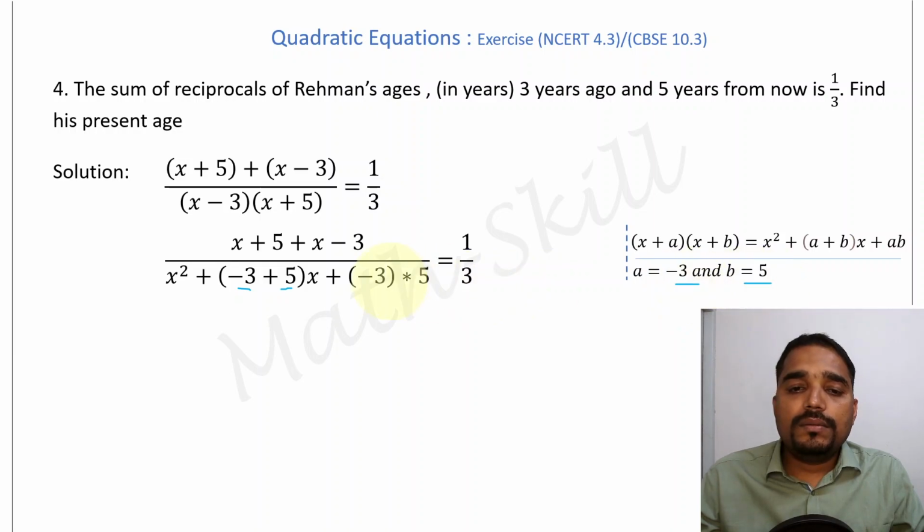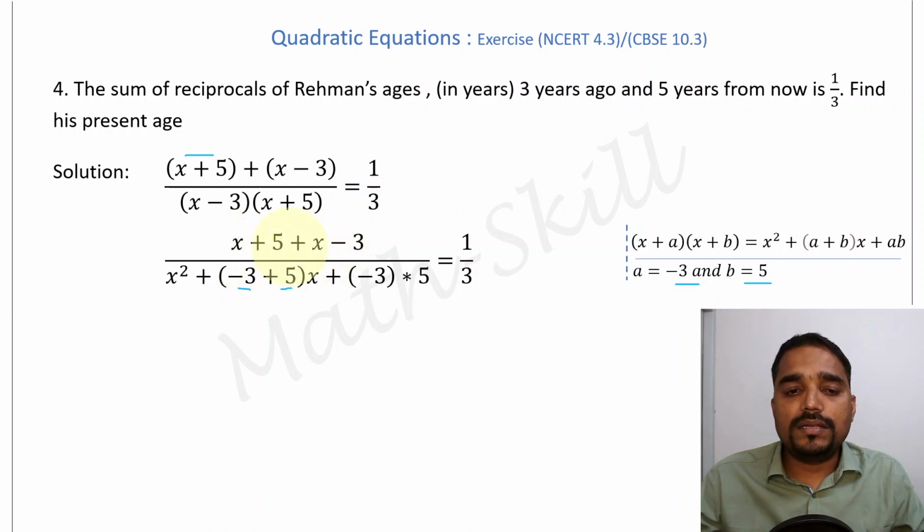Now, in the numerator, both brackets are removed because there is nothing getting multiplied. Therefore, the terms within the brackets, x plus 5 and x minus 3, are written outside as they are, equal to 1 by 3. Now, how to simplify these terms? In the numerator, x and x are like terms.